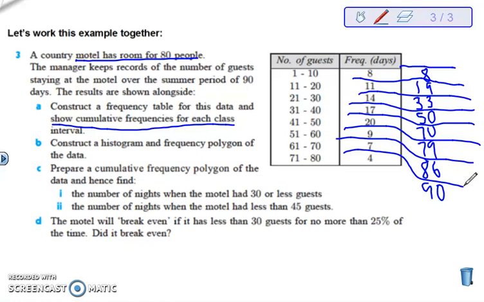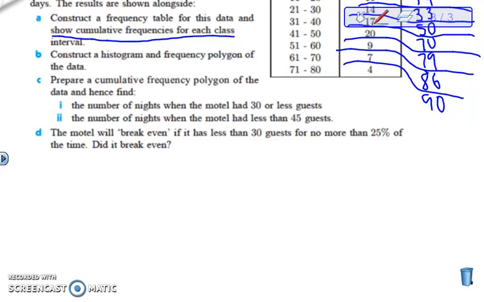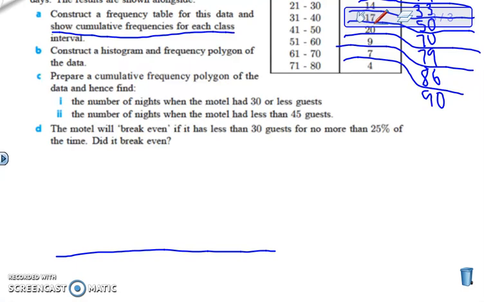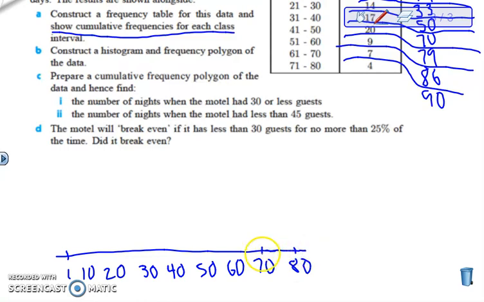Okay. So to construct a histogram, draw out the data. So we went from 1 to 10 all the way up to 80. So we have 1, 10, 20, 30, 50, 60, 70, and 80. And on our y-axis, we're going to draw the bars.